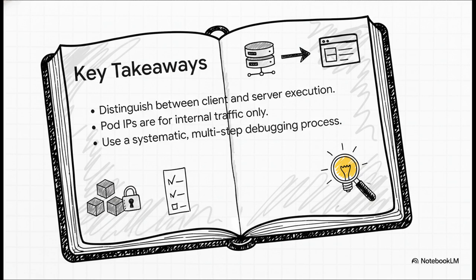Number 1, always know the difference between the client, your browser, and the server, the cluster. Number 2, pod IPs are for internal use only. They're like the private phone extensions inside an office building. Number 3, have a process for debugging. Check status, check logs, check the network, be systematic. And finally, the big one. Observability is not about knowing that something works, it's about understanding why it works.